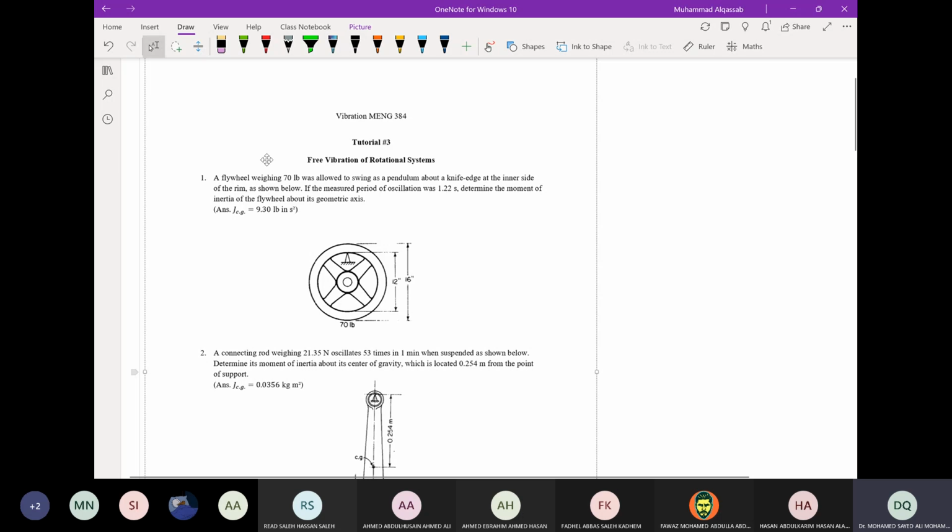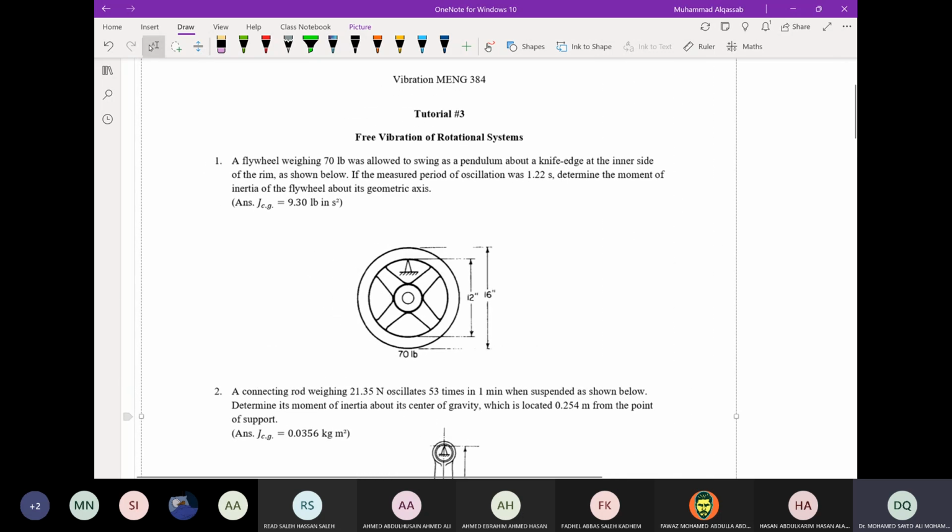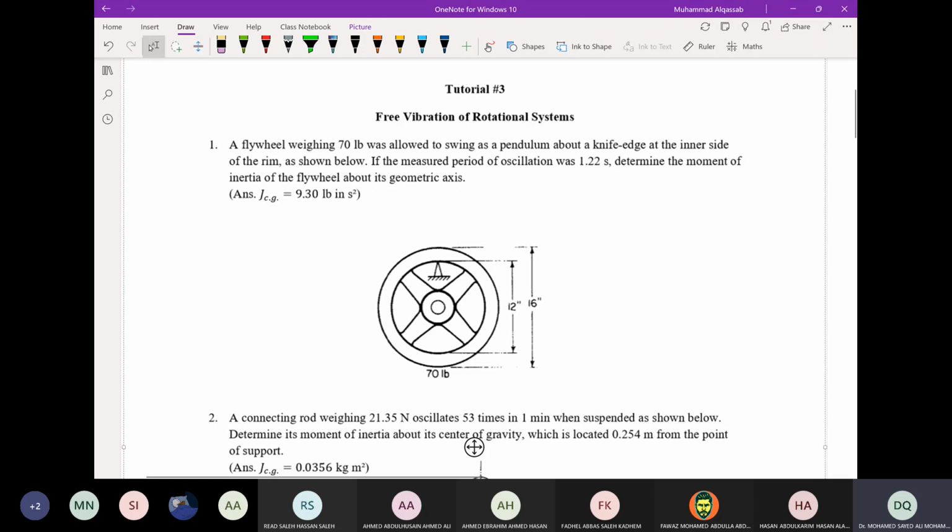Tutorial 7 is about free vibration of rotational systems. Tutorial 2 was about translational systems. Here, question number 1, a flywheel. Now just recall what we did in rotational or torsional vibration. In torsional vibration, the model that we studied was a shaft carrying a uniform disk, and then the natural frequency is the square root of kt over J. But if it is something else, then we have to work on the equation of motion.